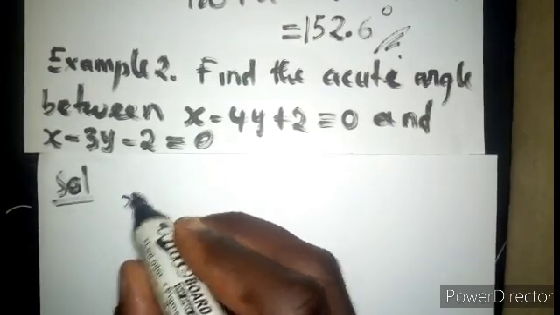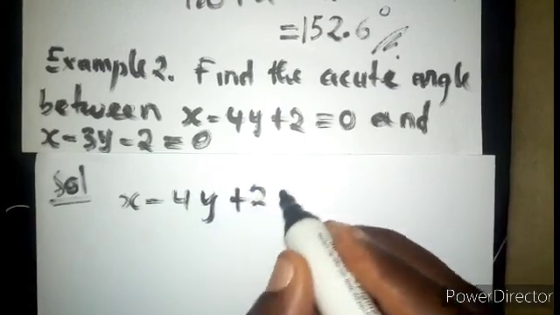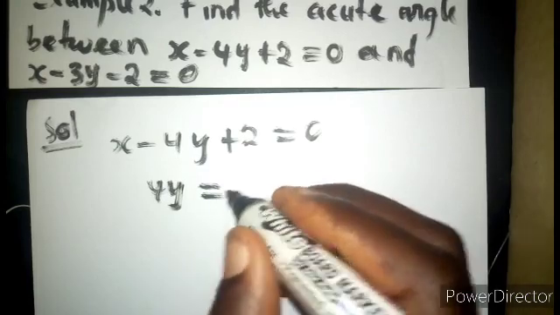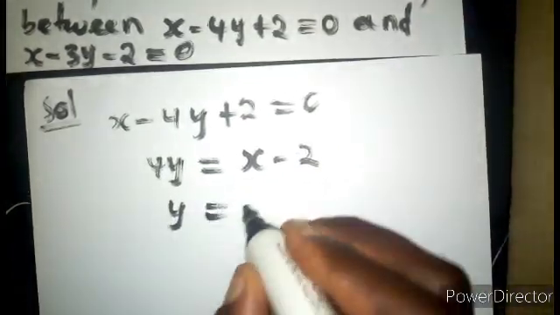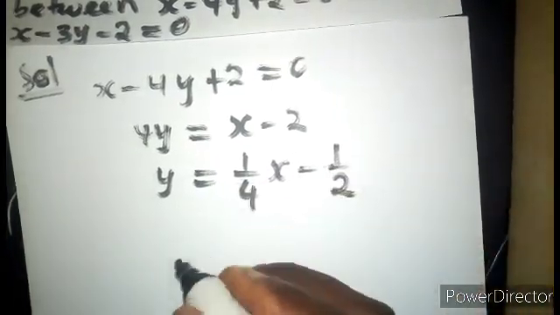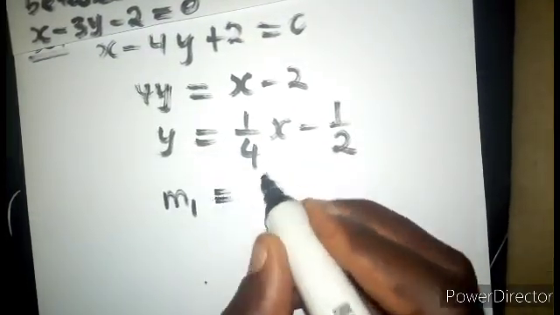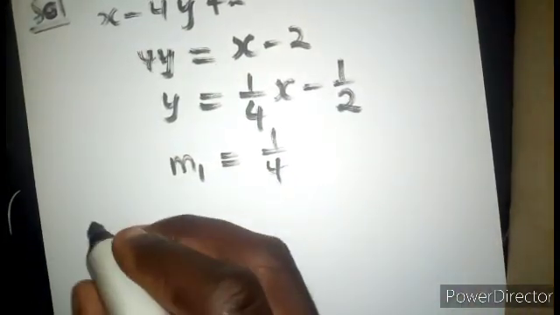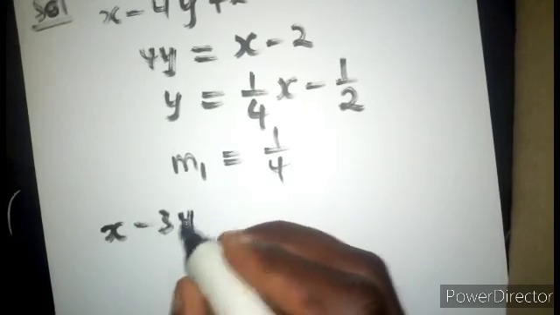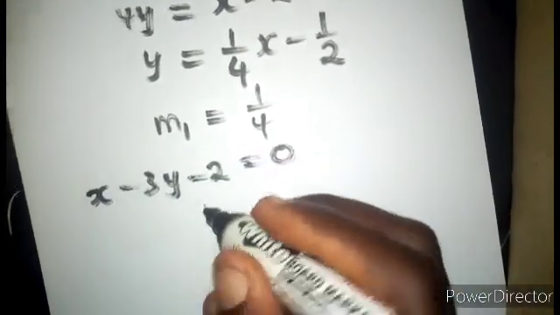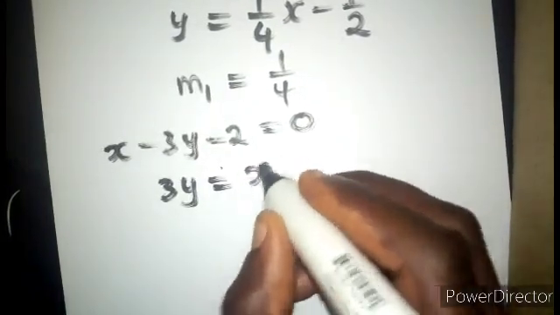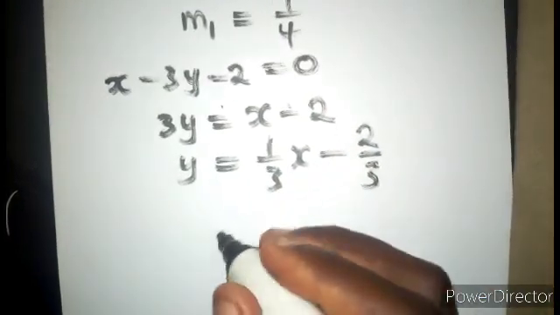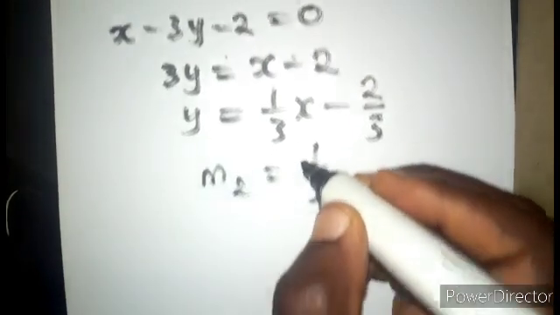For the solution, we have the first line, x minus 4y plus 2 equals 0. From here we have 4y equals x minus 2 and y equals 1 over 4 x minus half. So we can say our m1 is 1 over 4. The second line we have x minus 3y minus 2 equals 0. From here we see that 3y equals x minus 2, y equals 1 over 3 x minus 2 over 3. So our m2 is 1 over 3.